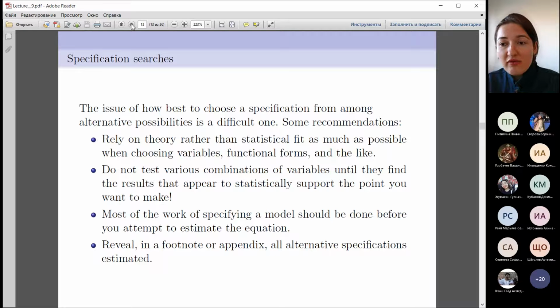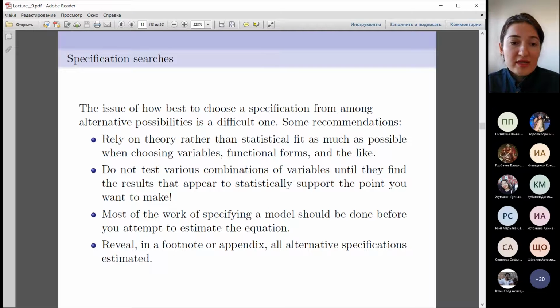So the issue of how best to choose specification from among alternative possibilities, of course, is difficult, especially if you don't have any experience in empirical research. So use some common recommendations. Remember about the theory, yeah? Because from the theory you can find relevant variables, first of all. Also, you can find relevant functional forms, and so on.